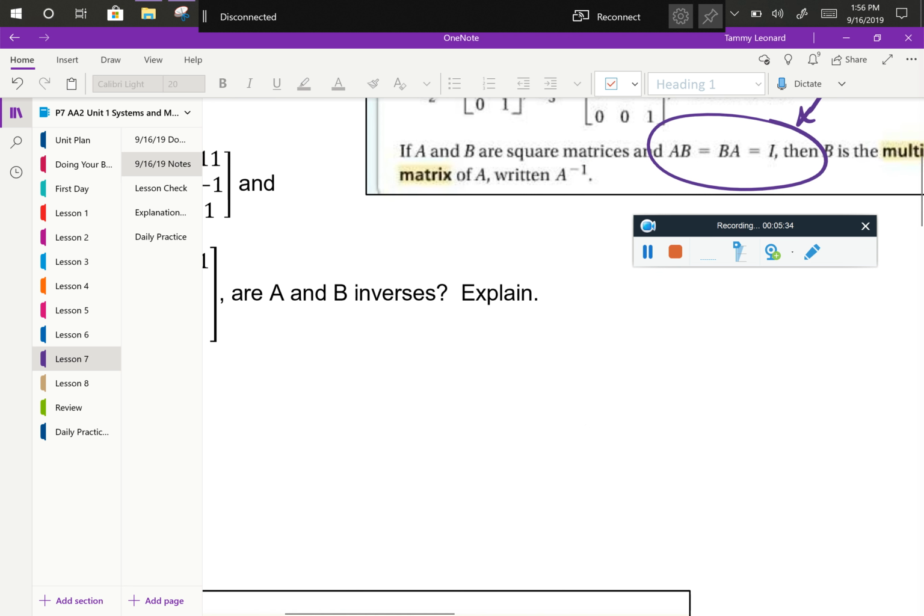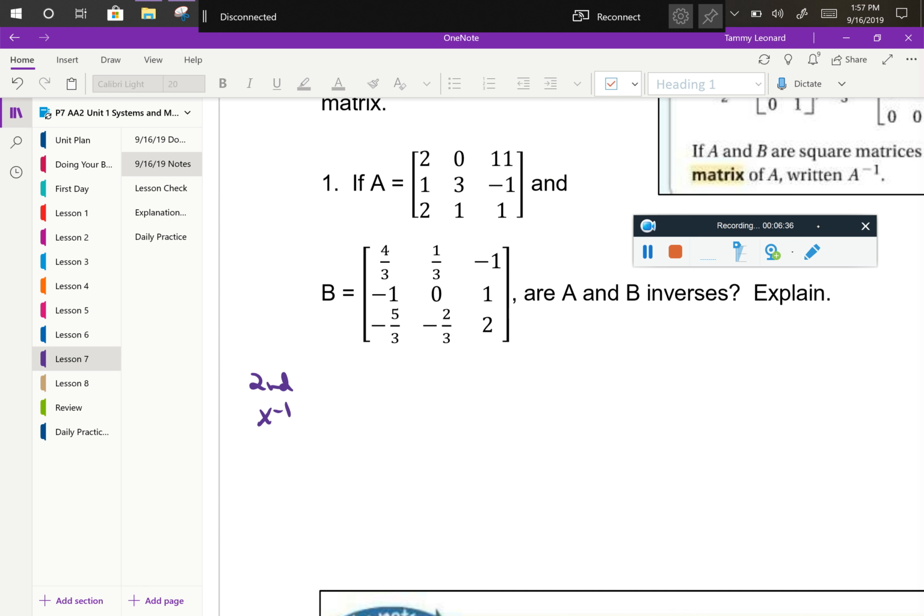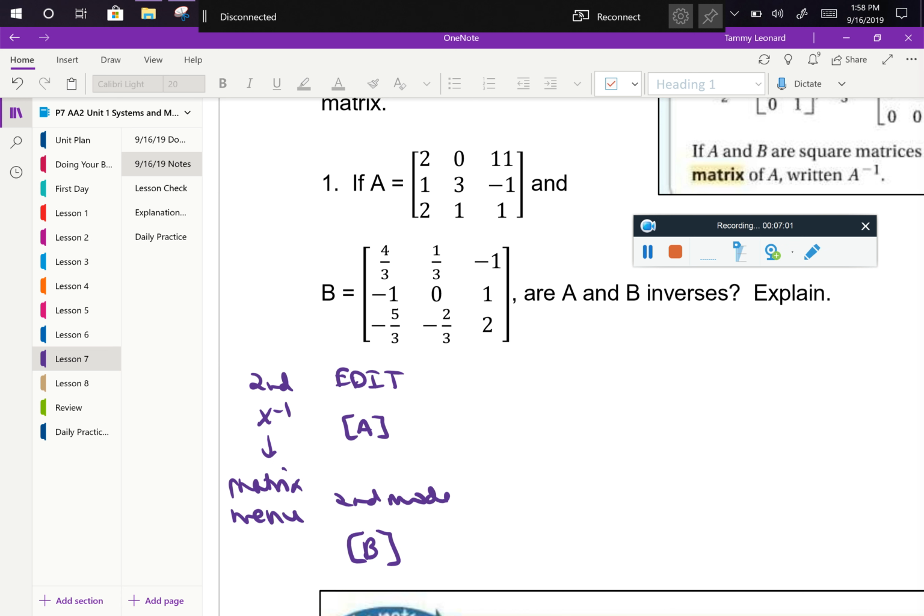Everybody good? All right, so you're going to go into your calculator and you're going to use second x to the negative first to get into the matrix menu. From there, you're going to choose edit and you're going to put the first matrix into matrix A. Then you're going to use second mode to quit out of there, and you're going to repeat the process to put the second matrix in matrix B.